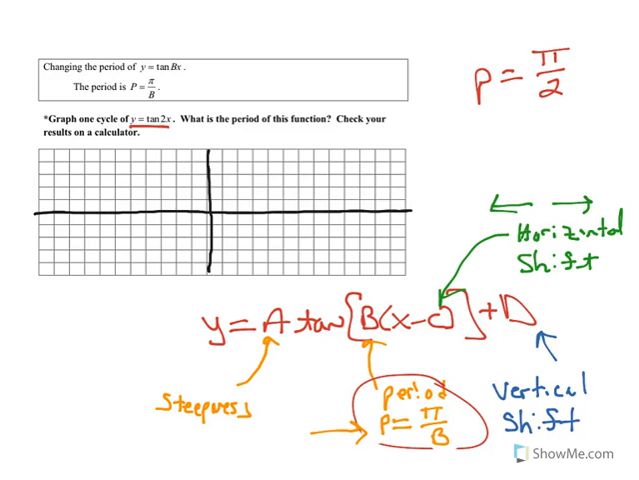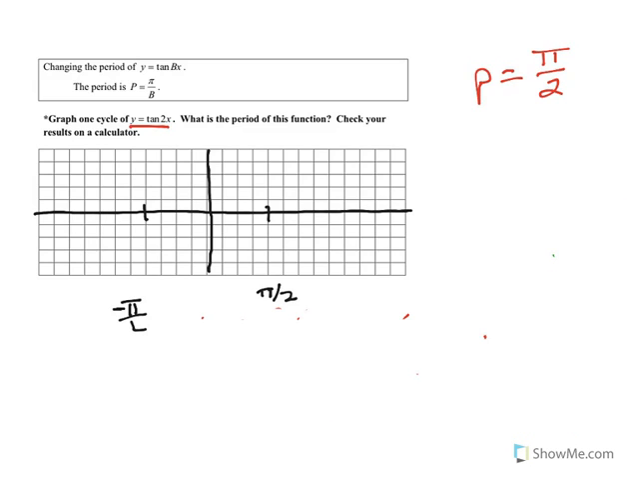And we'll still go 8 boxes, but remember the fundamental cycle of tangent, one asymptote was to the left of the y-axis and one asymptote was to the right. So we'll go 4 boxes to the left and 4 boxes to the right. And these are going to be our asymptotes. But if you recall from the parent function, this would have been negative pi over 2 to the left and pi over 2 to the right. So for the fundamental cycle, it would have been negative pi over 2 to the left, pi over 2 to the right, which gives you a period of pi.